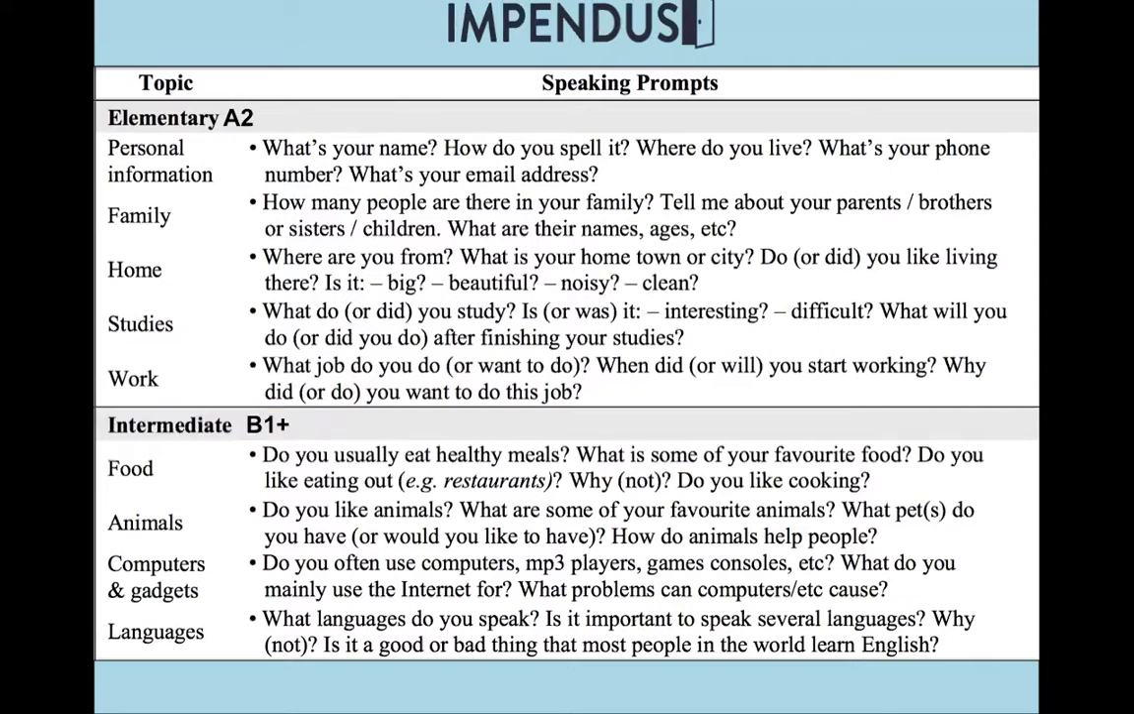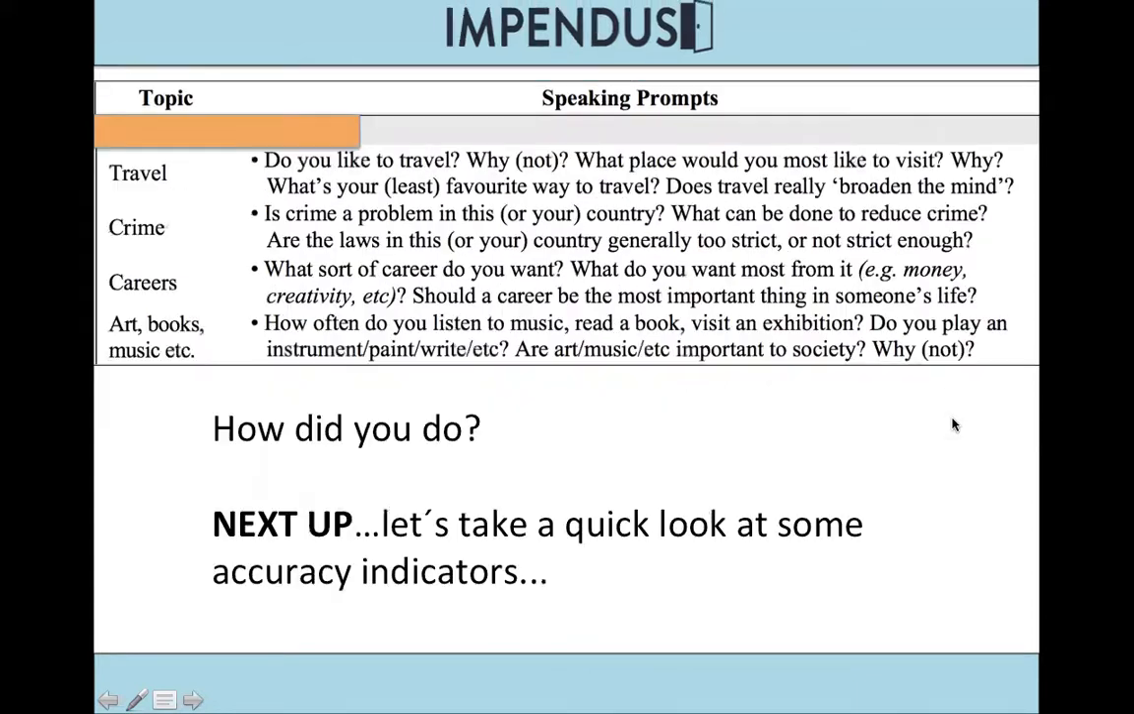All right, if you guessed intermediate B1, you're correct. You just have one more and then we will be done with the activity. Okay, so the last one. We have questions on travel, crime, careers, art, books, and music.